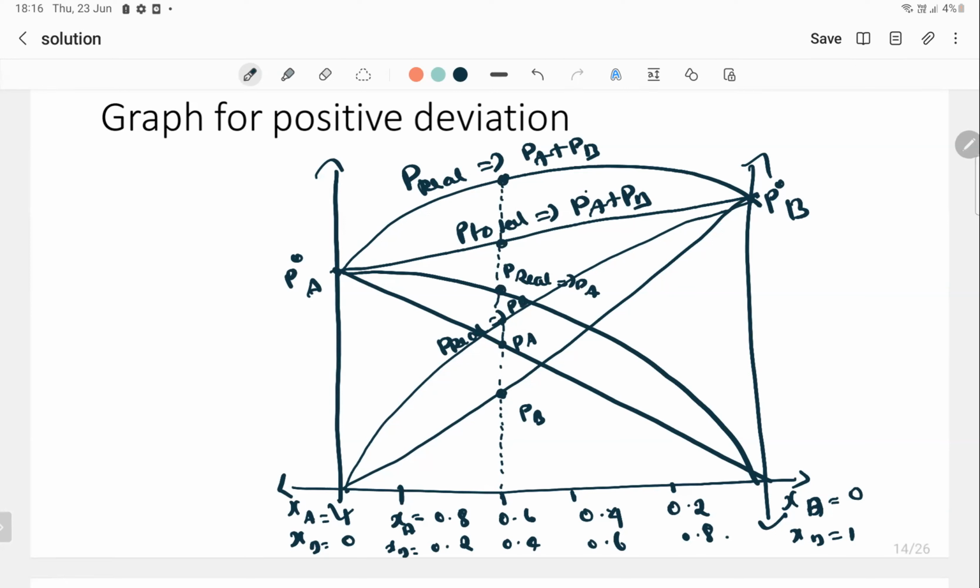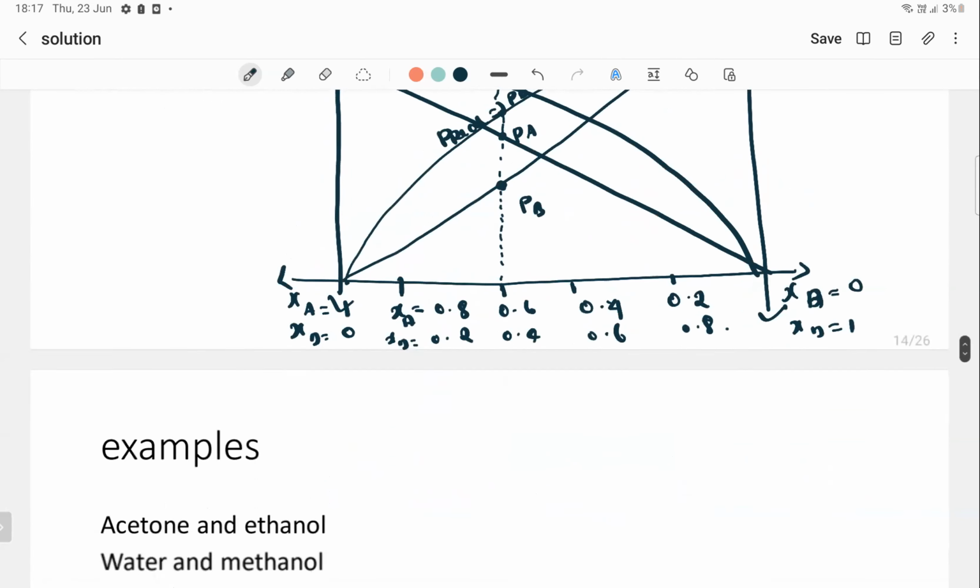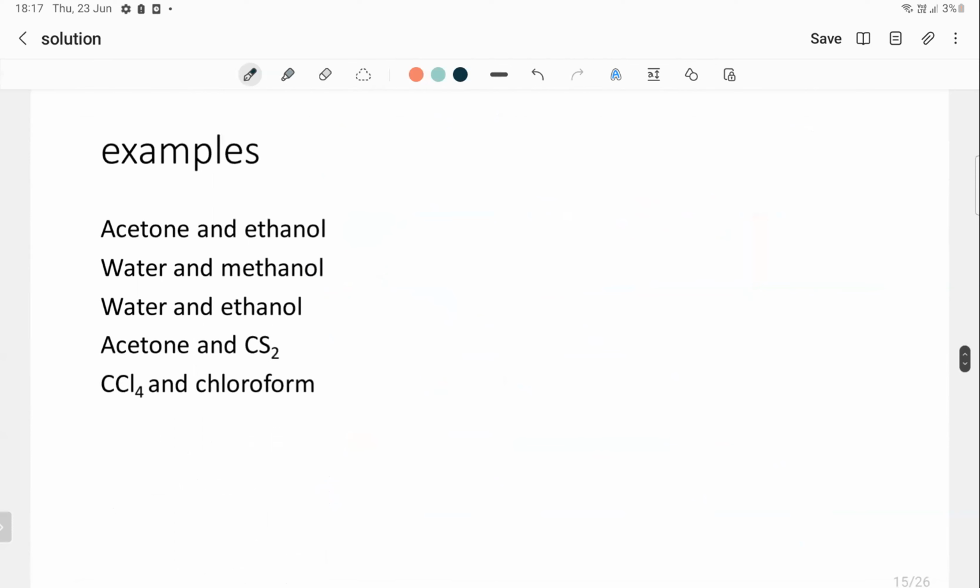Why is this kind of excess value shown? Because the solute and solvent particles are facing more intermolecular repulsion, so the observed value is higher than the ideal value. That is positive deviation. A similar approach applies to negative deviation, but everything will be upside down. Now these are all your examples: acetone, ethanol, water, ethanol, carbon disulfide.